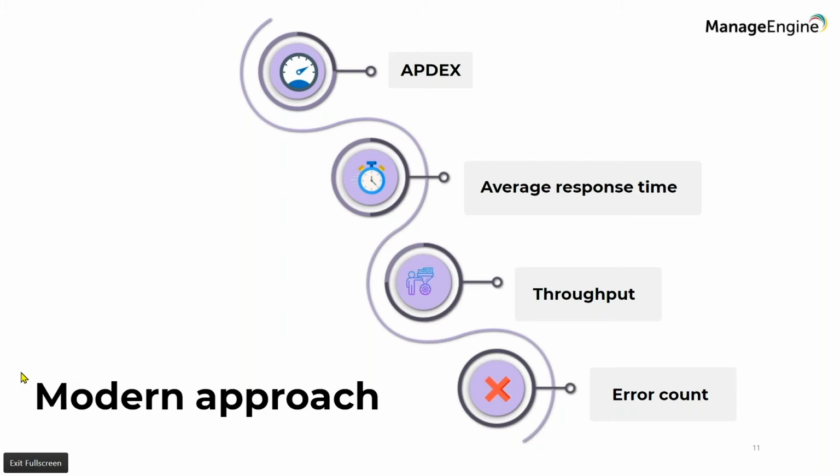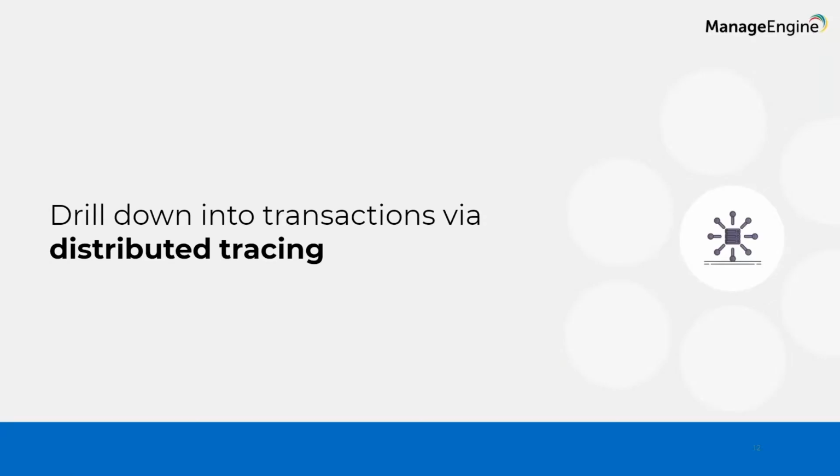So, drilling down into the transactions via distributed tracing. The transactions can be classified into two: the distributed transactions and the normal transactions. The normal transaction is the one which is a direct reflection of the web server, which is directly being accessed by the user, which is a direct transaction.